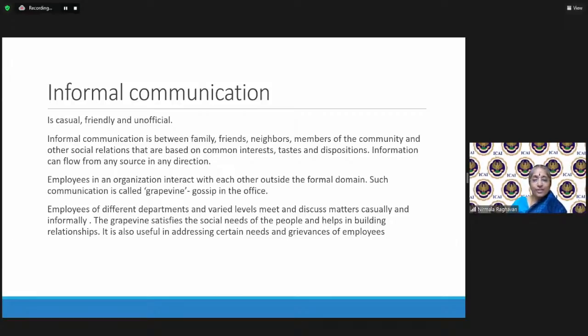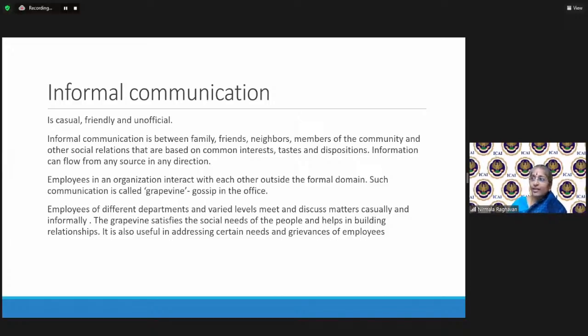Employees of different departments and varied levels meet and discuss matters casually and informally. The grapevine satisfies the social needs of the people and helps in building relationships. It is also useful in addressing certain needs and grievances of employees. How does grapevine communication help? People get to interact with each other. They get to know about each other. They help each other in times of issues. It also addresses certain needs and grievances of the employees.